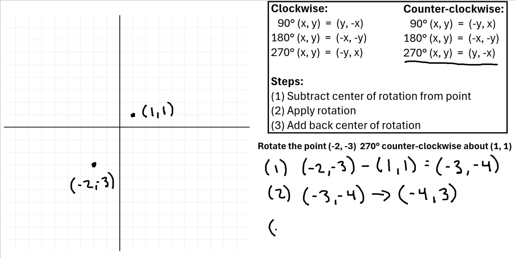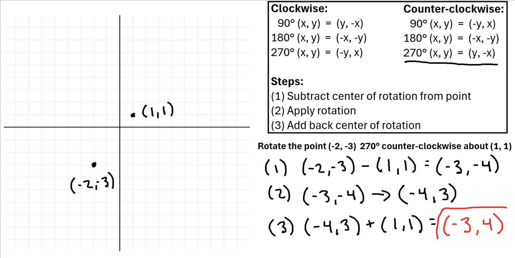Okay, and the very last step is we just need to add back the center of rotation. So we have this point right here, -4, 3, and we need to add back the center of rotation, which is 1, 1. Remember that point we're rotating around. So 1, 1. So let's see what we get as our final answer. -4 plus 1, that's -3. And 3 plus 1 is a +4. So here is our final answer. This is where we land when we rotate 270 degrees counterclockwise.